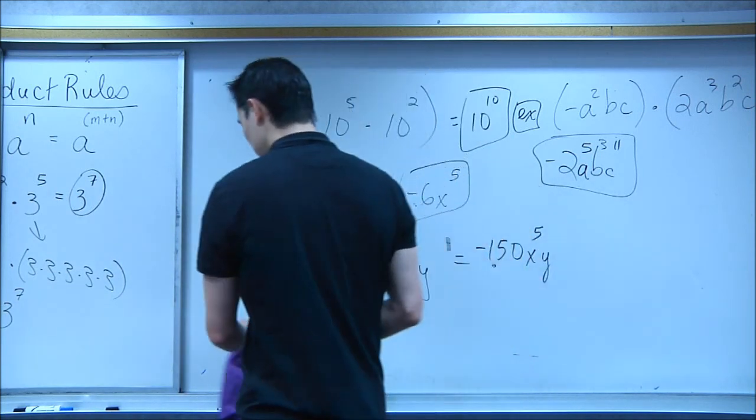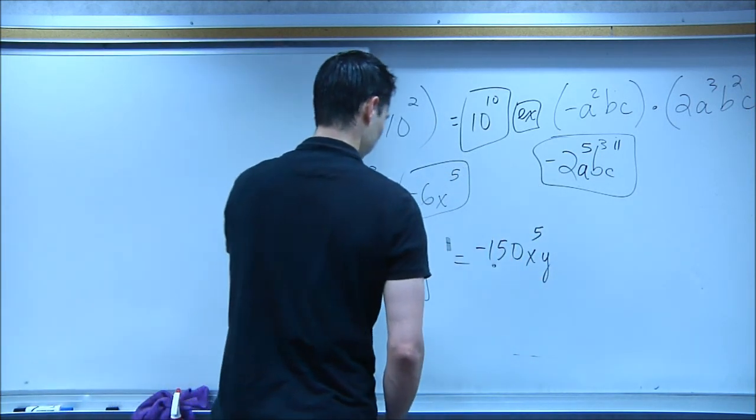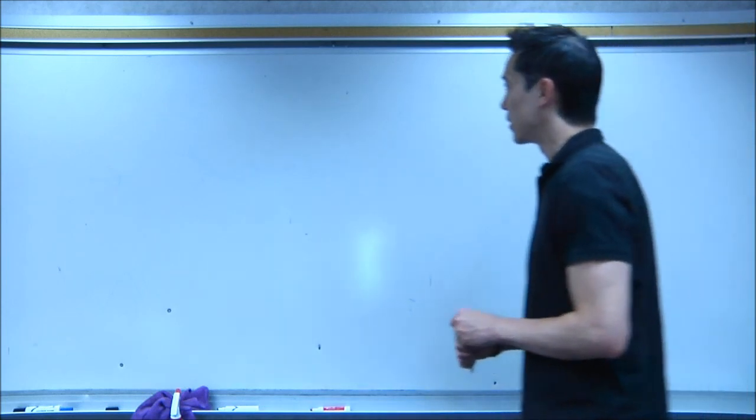Okay, let's take a look at our next rule. The next rule is the zero exponent.